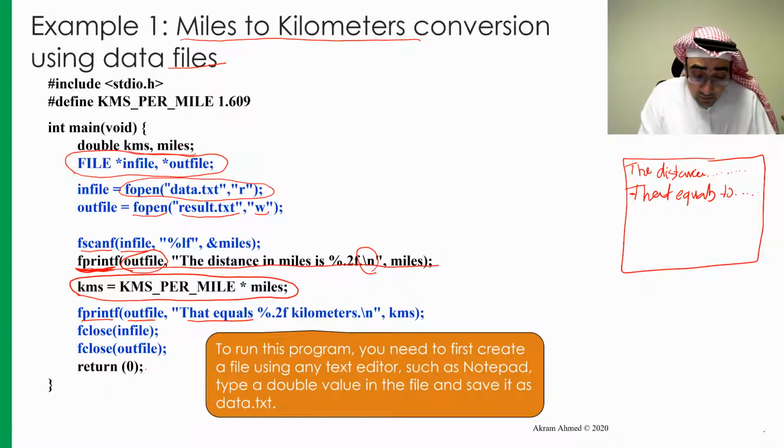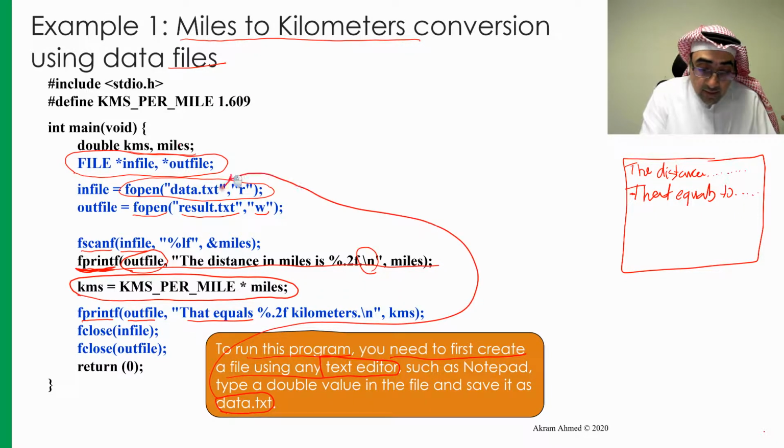Now note, to run this program, you need to first create a file using the text editor. So use any text editor that you have and name it data.txt and put the number that you want to convert into it so you can actually convert it. And you have to name it data.txt. So the name of the file has to be exactly matching the name that is written here, okay? This is very important, okay?